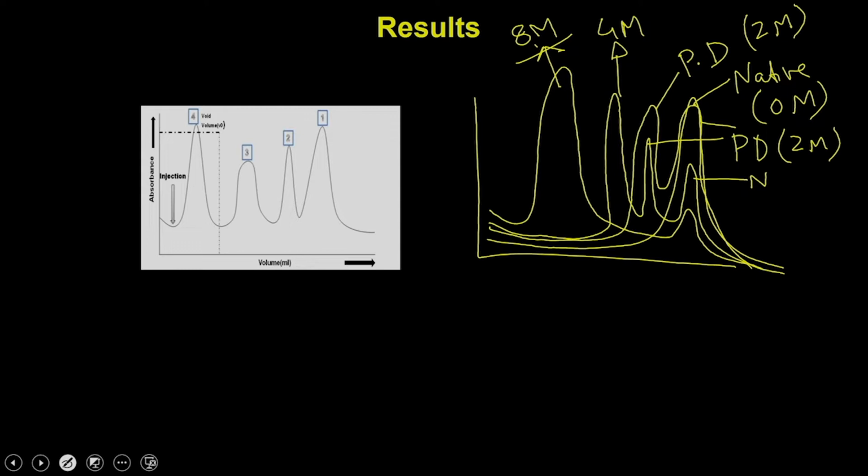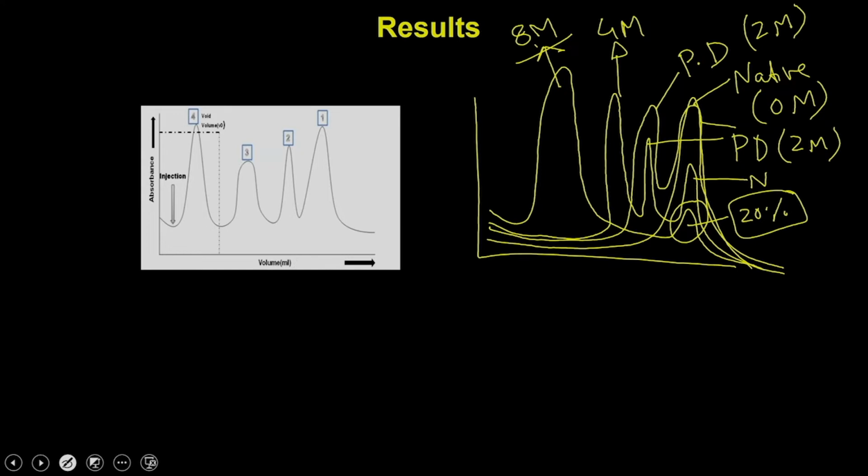Because even at 8 molar, suppose you have 20% of the protein still left in the native conformation, which means this protein is very stable, and probably it can withstand very harsh denaturing conditions.